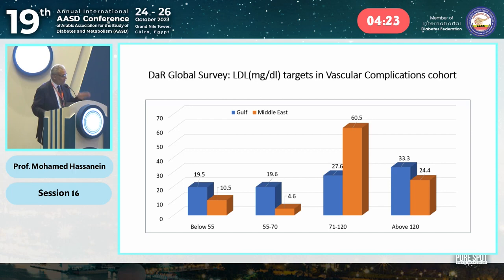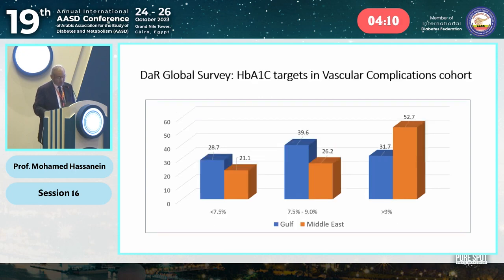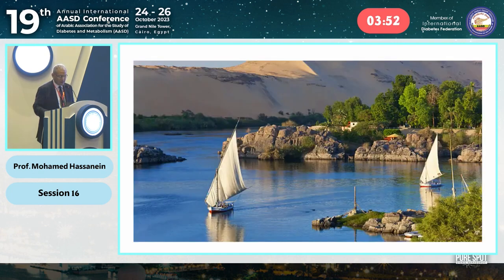And if you look into Middle East, which is Egypt, Iraq, and Turkey, 15% are achieving an LDL of below 70. And honestly, the actual target is below 55. Finally, HbA1c. How many are achieving an HbA1c less than 7.5? Perhaps this group of people have comorbidities and we do not want a tight target. So less than 7.5, under 30%, 21 versus 28%.